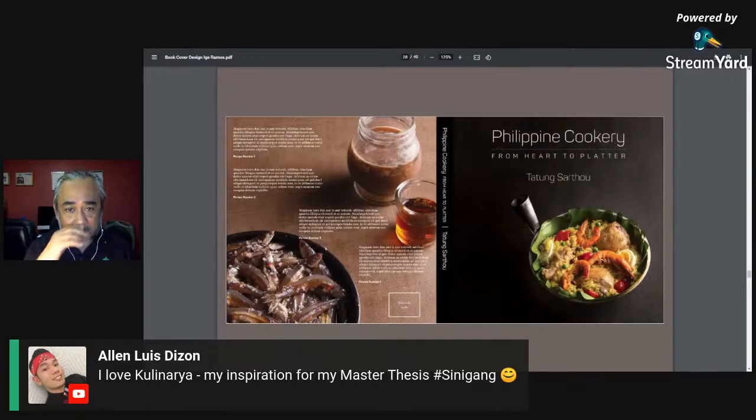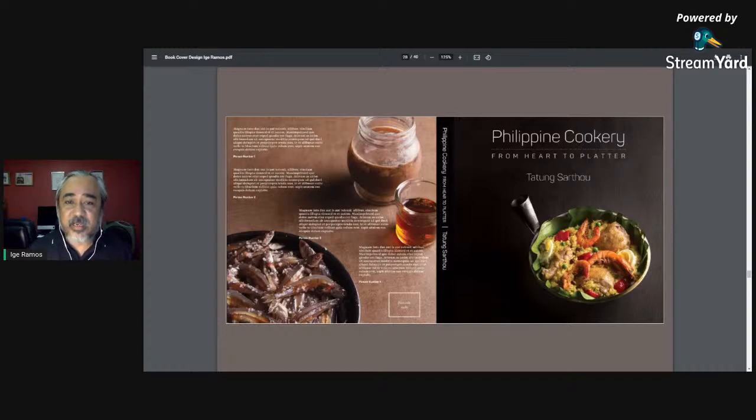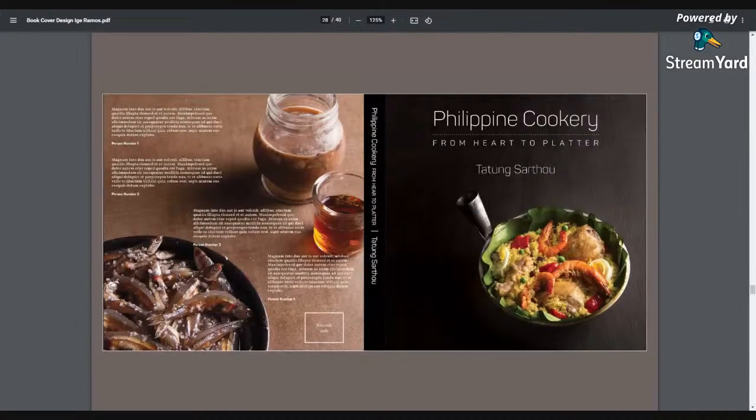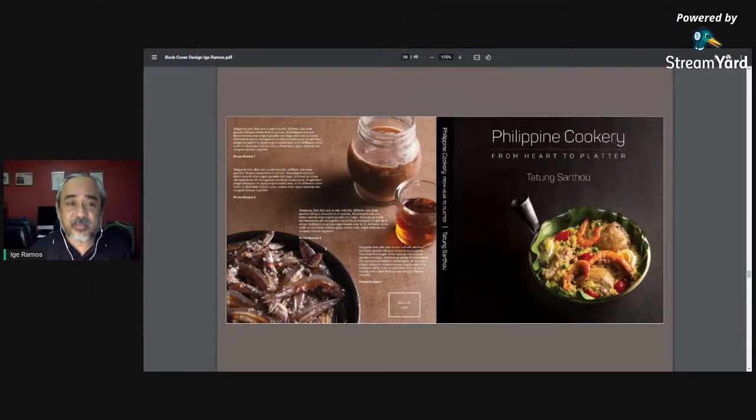And then 10 years later, 2016, that's right, it's 2006 Culinaria. And then in 2016, 10 years later, I was asked again, this time by my friend Chef Tatung Sarthou and editor Nana Ozaeta, to design the cookbook of Chef Tatung, published by ABS-CBN Publishing, called Philippine Cookery from Heart to Platter. And the photographer and the food stylist, I forgot their names. Anyway, I'll be reminded.